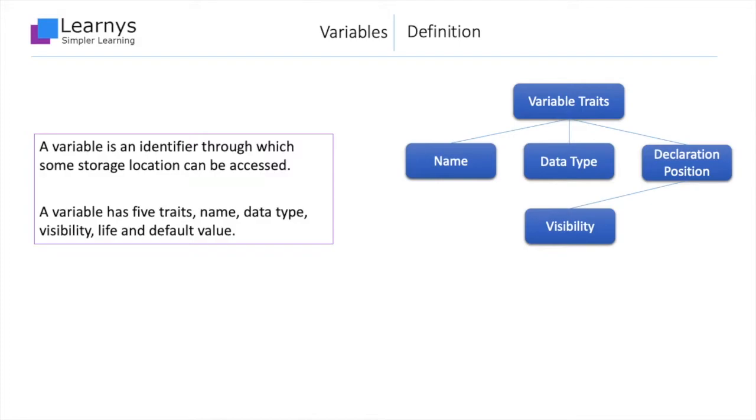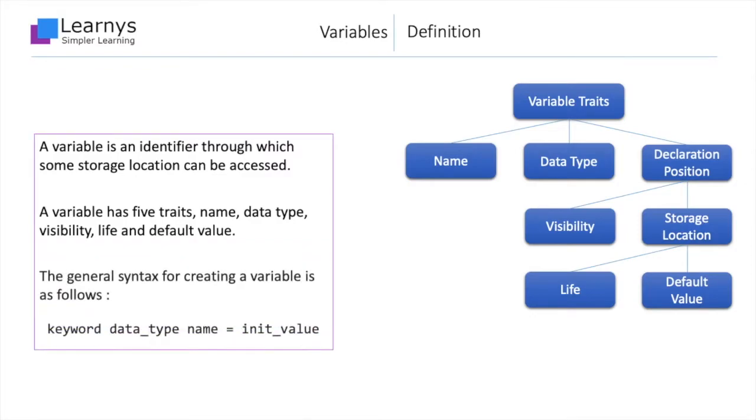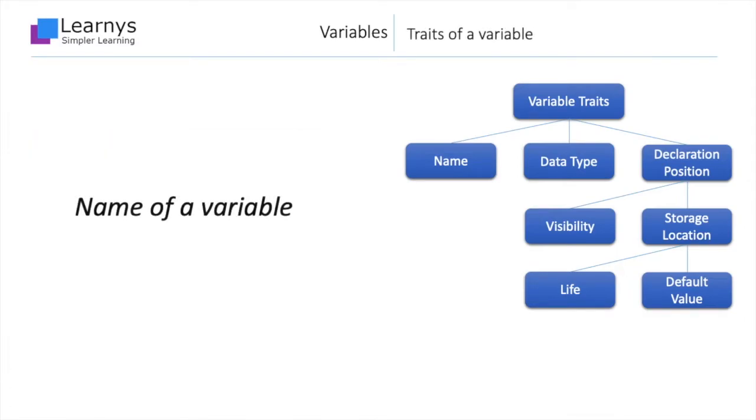Visibility indicates where the variable is allowed to be used. If the variable is not visible, an error would be generated. Life indicates how long before the variable is removed from the memory, while the default value indicates what value the variable would be assigned when space is given in the memory. The general syntax for creating a variable is on the screen. Keywords and initializer values are optional. You, as the programmer, do not have to initialize the variable before using it. We will now look through each of these traits in detail, starting with the name of the variable.